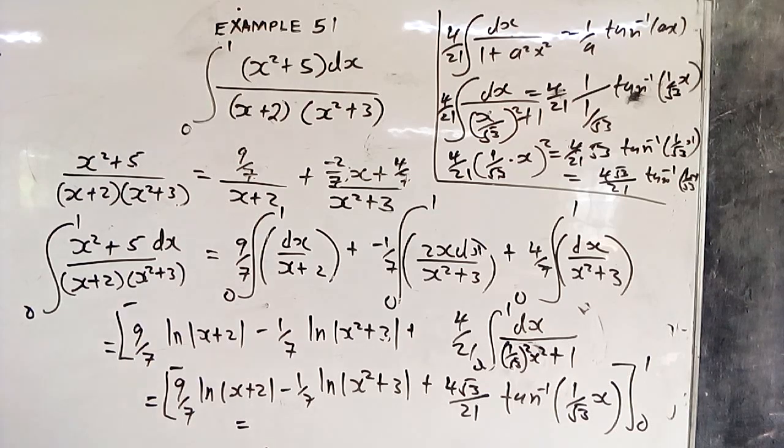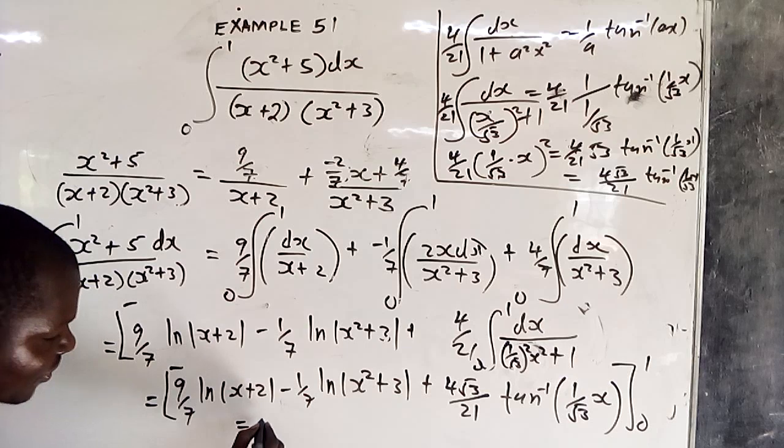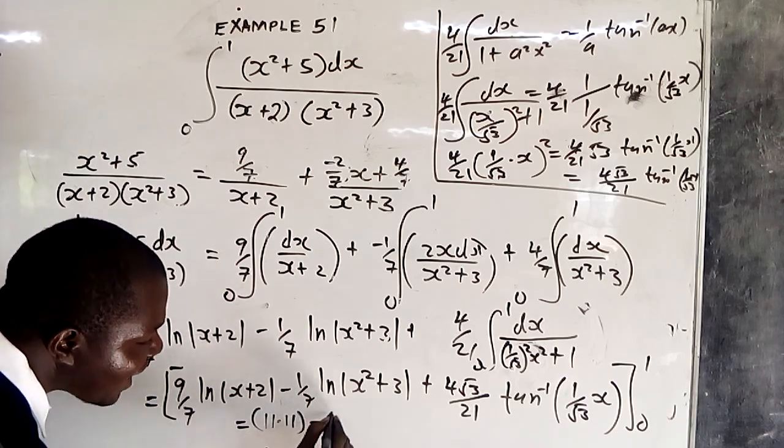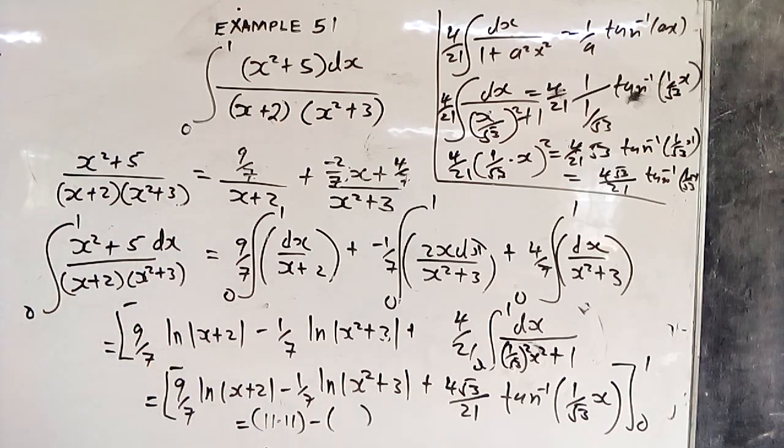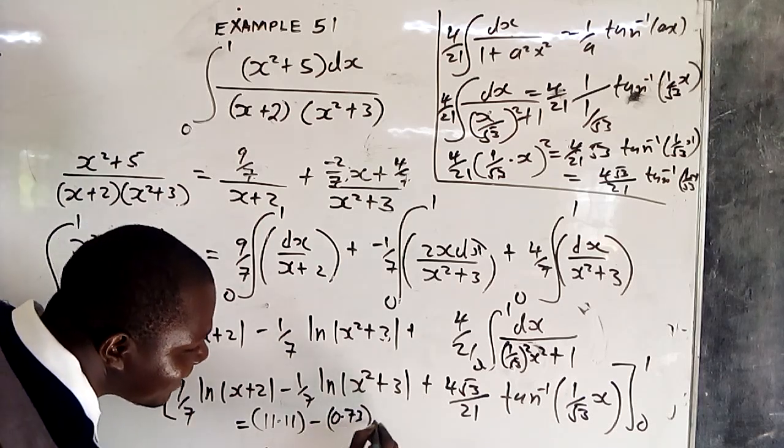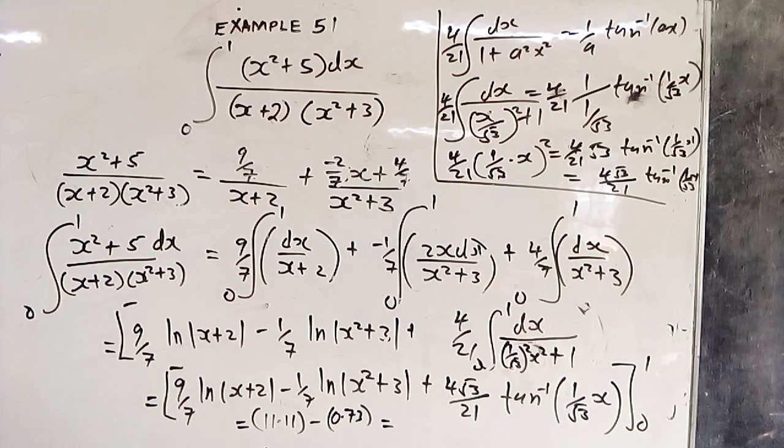11.11. That is upper limit. Yes. Upper limit is 11.11. Then minus lower limit 0 is equals to. You got? 0.73. That is very good. I like that speed. That is the speed of someone who is very serious.